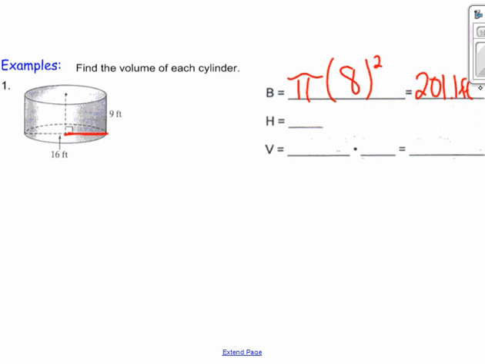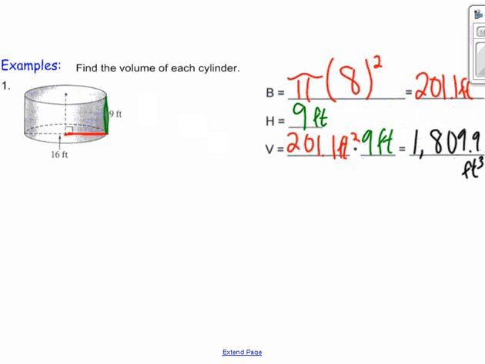Next, your height is 9. You go 9 in for height, so 9 feet. And remember, different from surface area, we're multiplying these numbers together to get the volume, 1,809.9 feet. That is the volume of the cylinder.